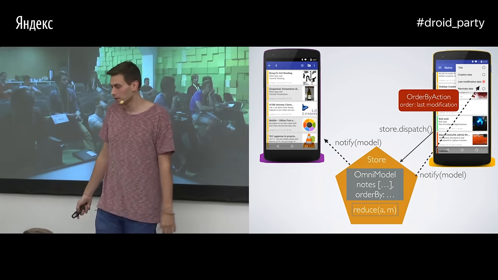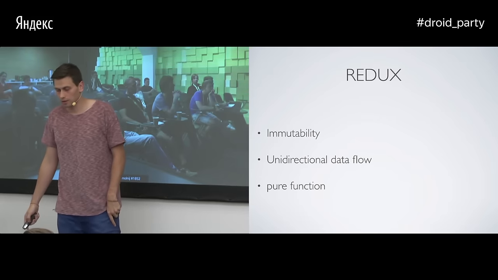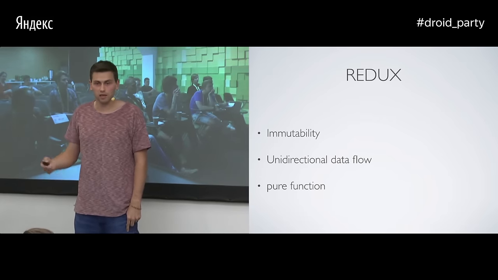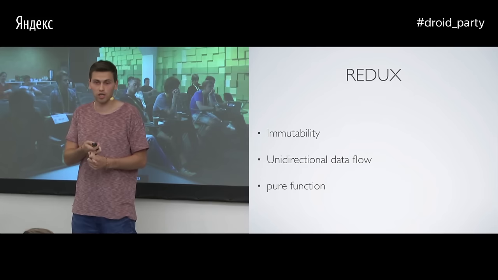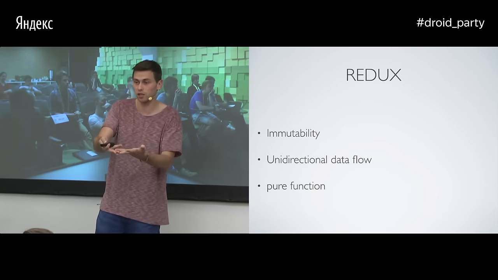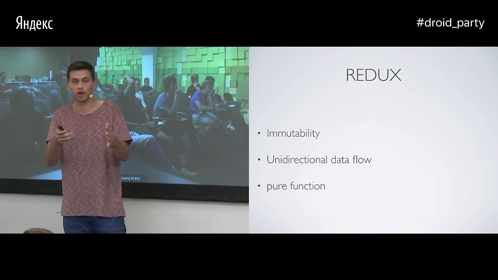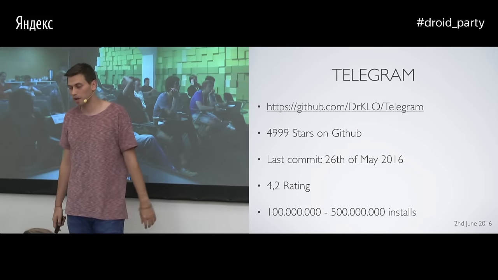Okay. So again, what's the deal of Redux? We get immutability, we get the unidirectional data flow, because we can't change any model in our activity directly. We may have to pass in an action, and then it will return out a new state. And they have pure functions.